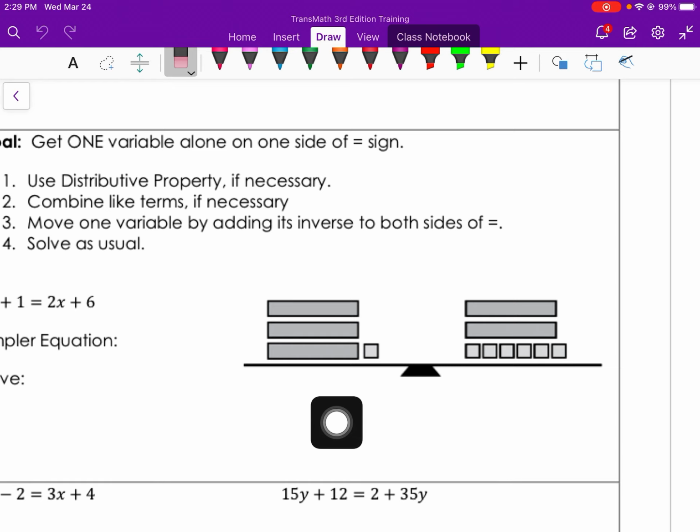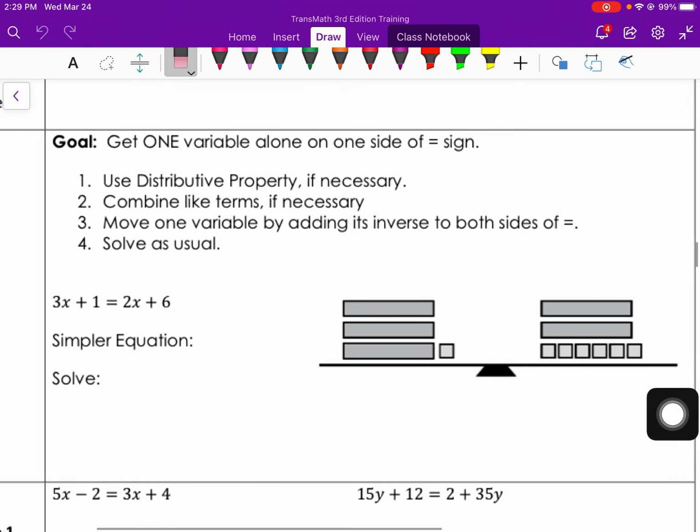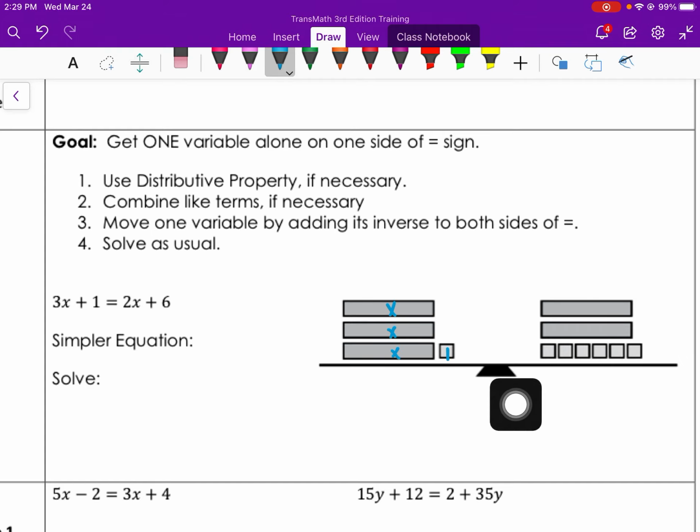So first example here, we're going to use the manipulatives to show what it's like when we have variables on both sides of the equation. This equality is written as 3x plus 1, because these represent x's, these represent 1's. 3x plus 1 equals 2x plus 6. So that's what it is over here.